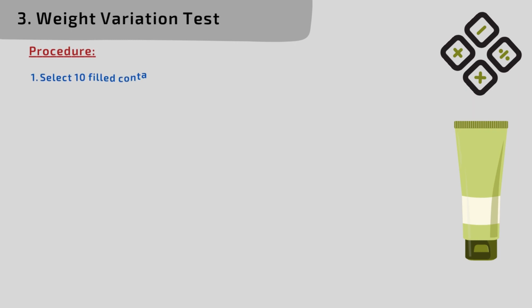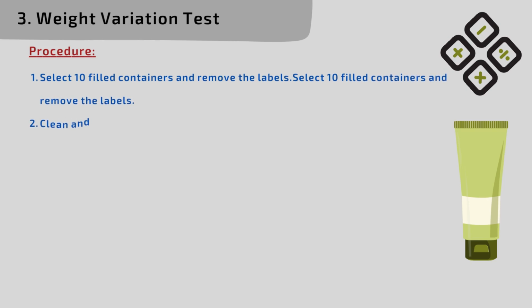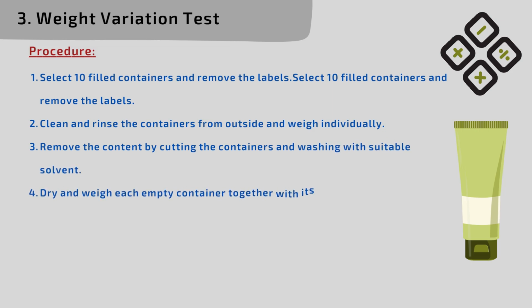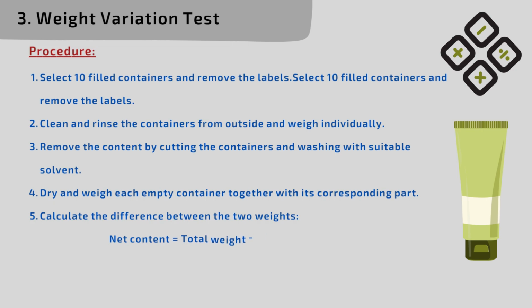Now we move to the weight variation test. Procedure: select 10 filled containers and remove the labels. Clean and rinse the containers from outside and weigh individually. Remove the content by cutting the container and washing with suitable solvent. Dry and weigh each empty container together with its corresponding part.